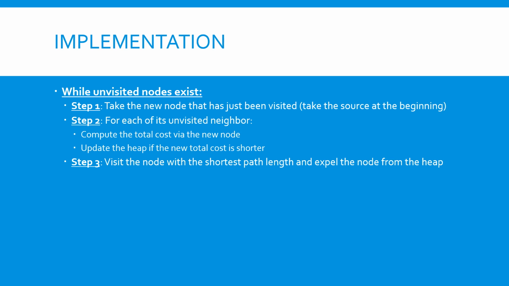Now, we can summarize the main steps of the algorithm. We split the algorithm into passes, where we visit one node in each pass. Within each pass, we take the node that has just been visited. For each of its unvisited neighbor candidates, we compute the total cost using the formula d(u) plus l(u,v). If the new cost is lower, we will update the information in the heap. After evaluating all neighbors, we can find the minimum total cost in the heap and visit the corresponding candidate node.